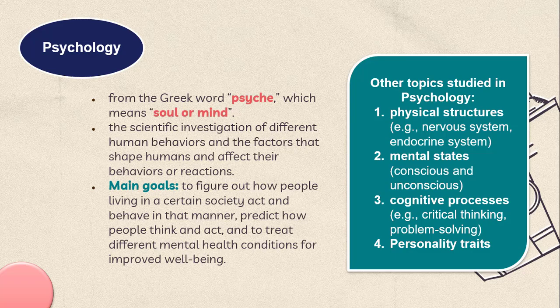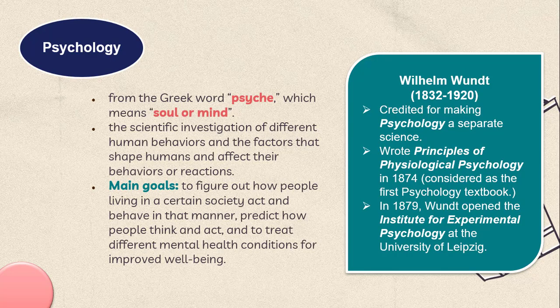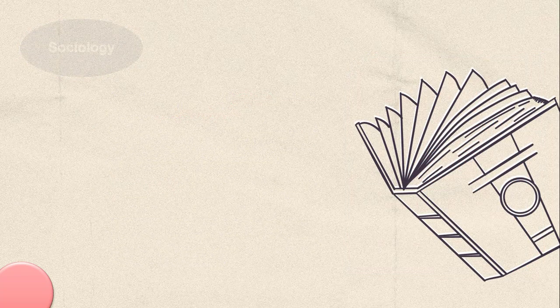There are people who paved the way for the study of psychology to be known as it is today. One of the most notable is Wilhelm Wundt. He was largely credited for making psychology a separate field of science. In 1874, he wrote The Principles of Physiological Psychology, which is considered the first textbook in psychology. In 1879, Wundt opened the Institute for Experimental Psychology at the University of Leipzig. This institution is said to be the first laboratory to investigate solely psychological phenomena and has opened up a lot of doors to the study of psychology.